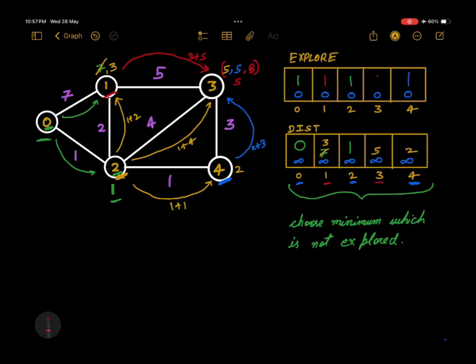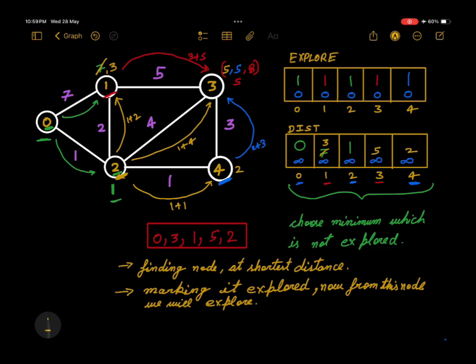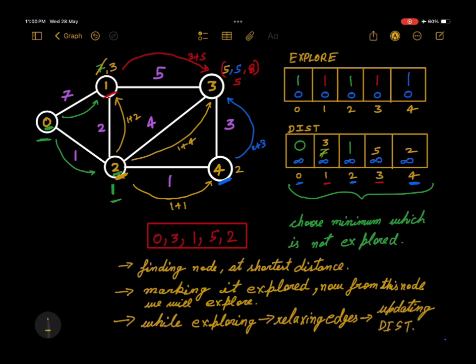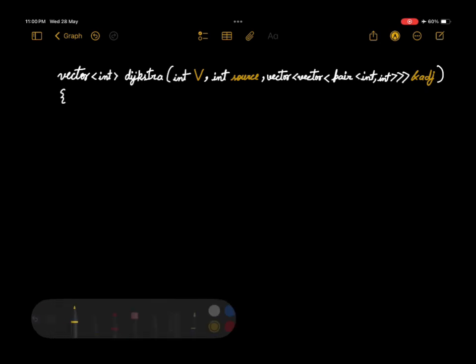So in total we are doing only 3 steps for each node. Okay, what are these 3 steps? First we are finding the node which is at the shortest distance from the source node. Okay, and we are marking it explored, and from this node we will again explore the other unexplored nodes. And finally, while exploring we are relaxing edges. That means updating our distance vector. Okay, whenever we find a shorter distance path, we will update our distance vector. Now let's see how we do it in our code.